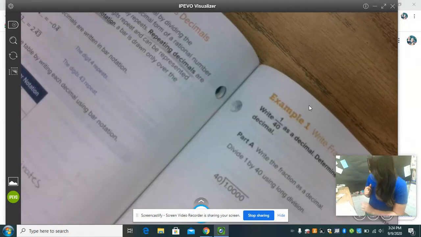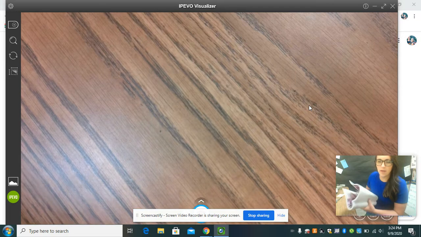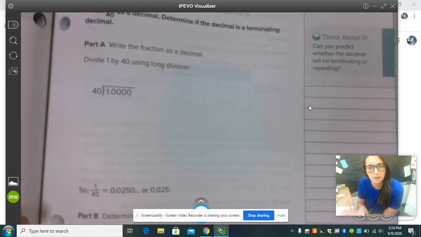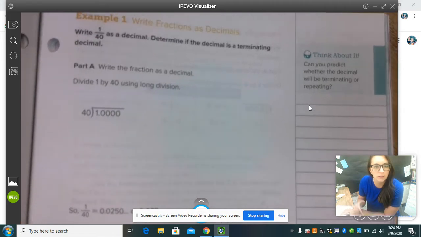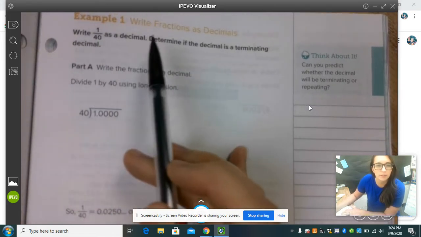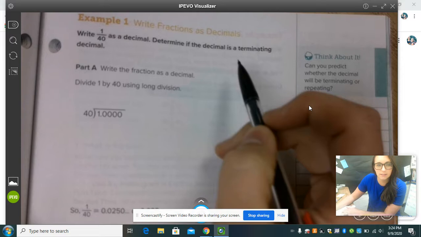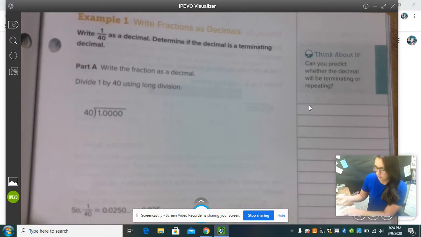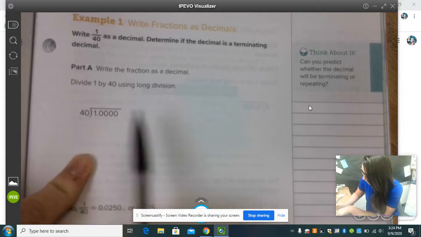Right, folks, we are on page 179. We are going to do example 1, and then we are going to flip to page 180 and do example 2. Okay? All right, so we are going to write 1/40th as a decimal, and then we're going to decide if it's terminating or if it stops. So they've already got it set up for us here.